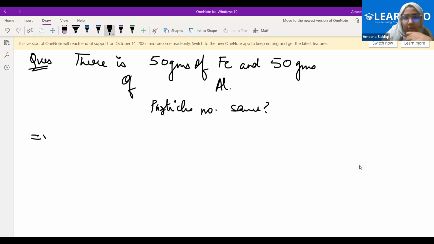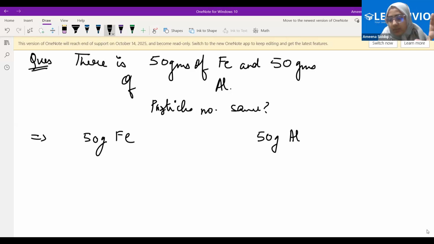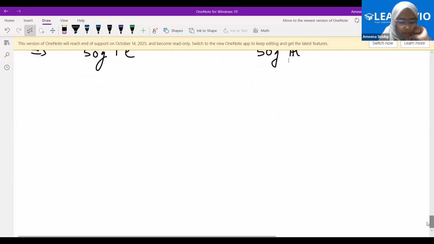Let's quickly understand the concept. We have 50 grams of iron, and we also have 50 grams of aluminum. Ramesh and Ammar, pay attention. The question is asking whether they have the same number of particles. Whenever we have the mass and want the number of particles, we use the concept of mole, because a mole is a particular number of particles, 6.022 times 10 raised to the power 23 particles. So mole is nothing but a quantity of particles.